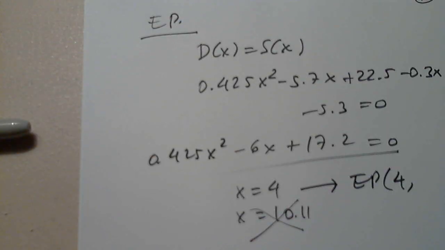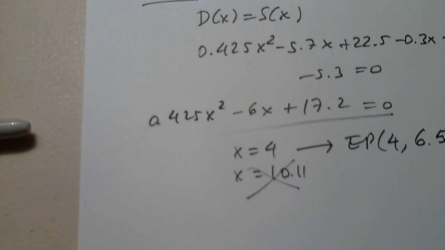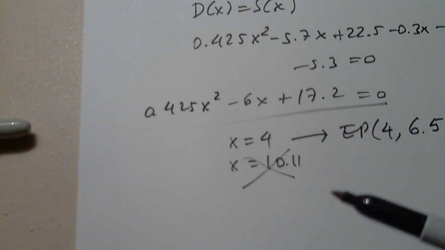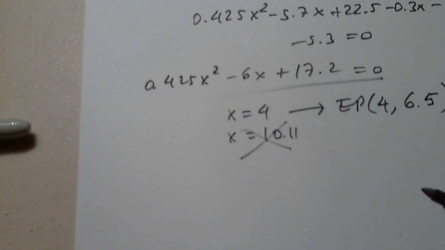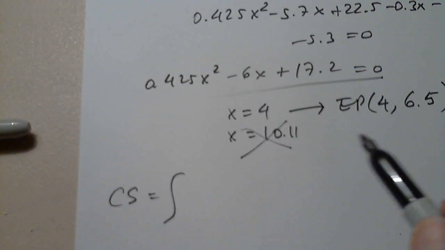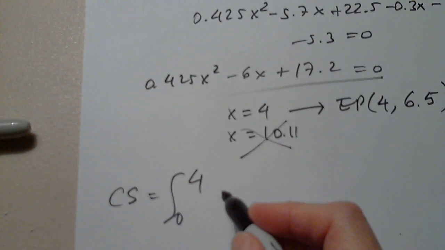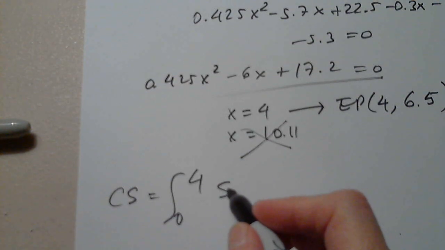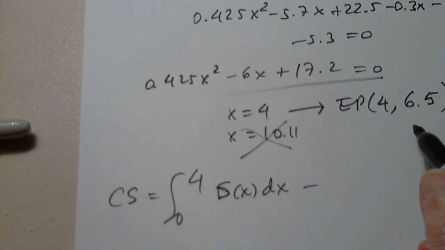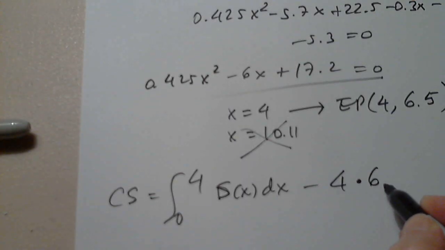And when I plug in 4, I get 6.5. See how valuable it is to have the functions in y equals and be able to immediately determine what I need. So then the consumer surplus is the integral from 0 to 4 of the demand function dx minus this product, 4 multiplied by 6.5.